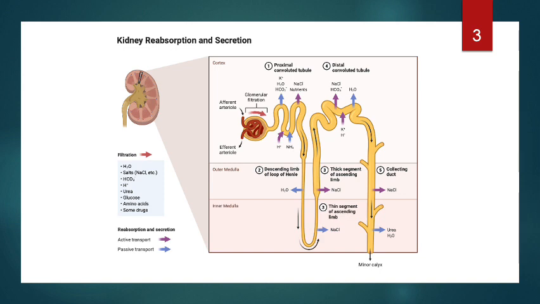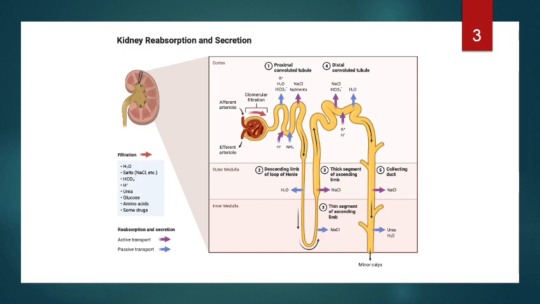Now, looking at this picture here of the kidney, blood is filtered through the glomerulus, and the filtrate travels from the glomerulus to the proximal convoluted tubule, then to the descending loop of Henle. It goes through the ascending loop, reaches the distal convoluted tubule here, and then gets to the collecting duct.